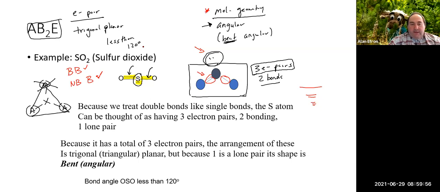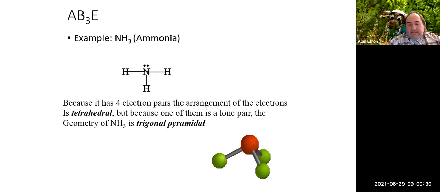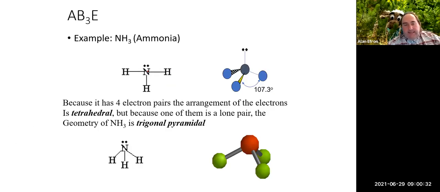Okay. So let's take a look at another one here. The next example we're going to look at is NH3. This is a central atom that has basically 3 atoms attached and 1 lone pair.